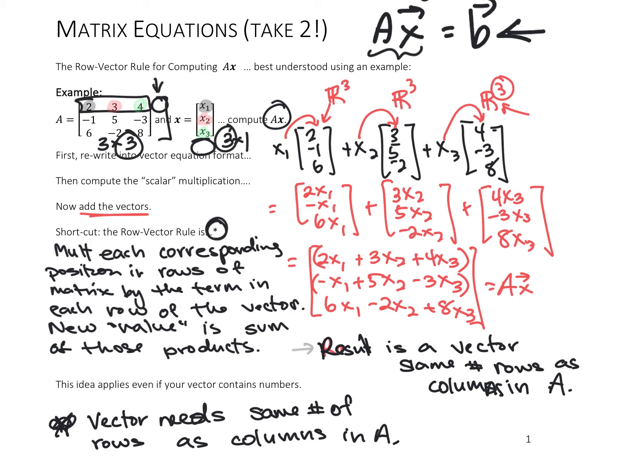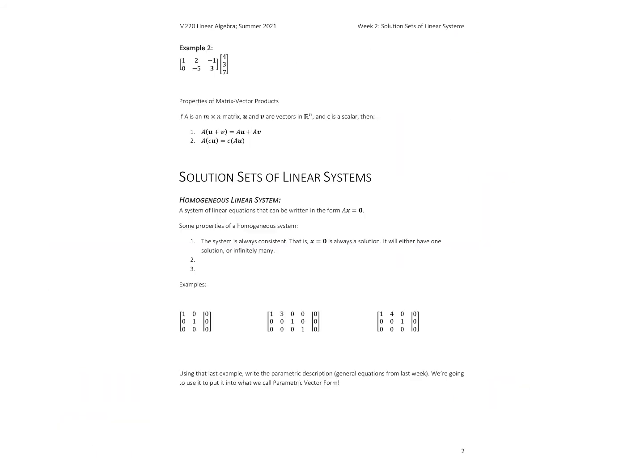So that's important. And now we can apply this idea to multiplying a matrix by a vector, even if that vector is not x1, x2, x3, even if it's not variables, if it's just numbers. So we're going to do an example of that really quickly, and then that's sort of it for matrix-vector products and some properties. Hey, I probably should have talked about this last week.